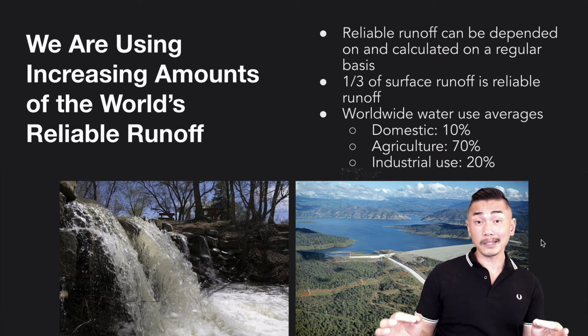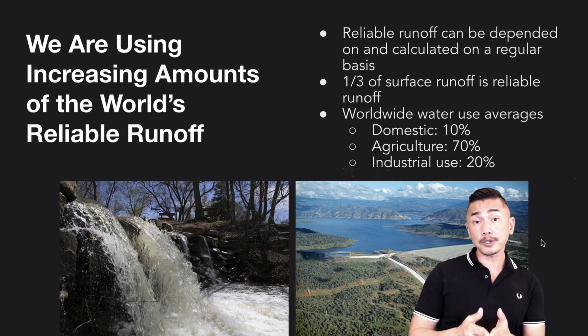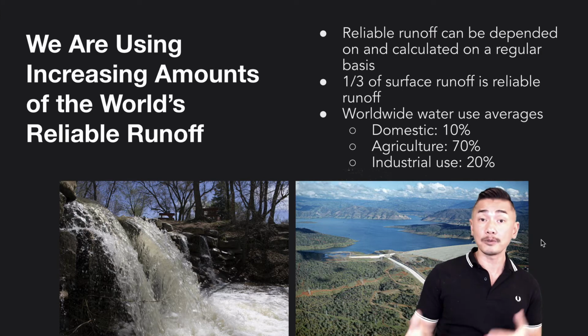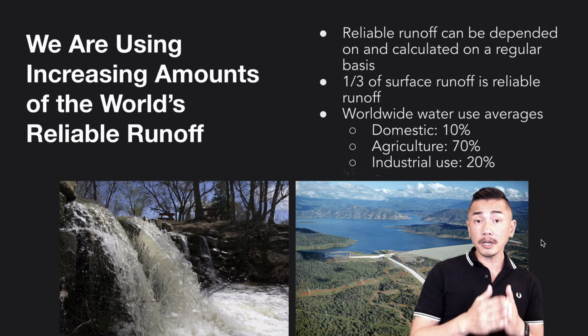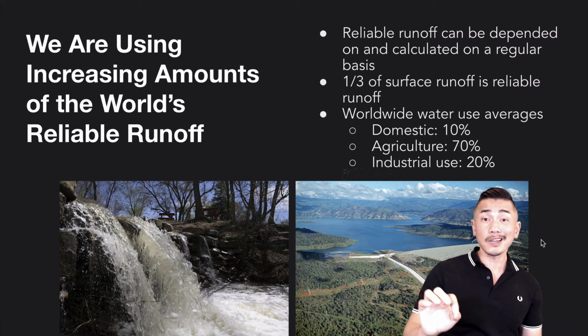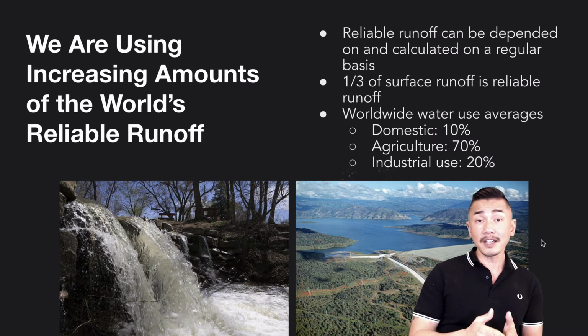We cannot collect, depend on, and use every drop of water that falls to the Earth's surface. We use the term reliable runoff to refer to all surface runoff that we can depend on and calculate on a regular basis. Only about 1/3 of surface runoff is considered reliable runoff. Around the world, 10% of the water that we use is used for domestic purposes. 70% is used for agriculture and 20% is used for industry.